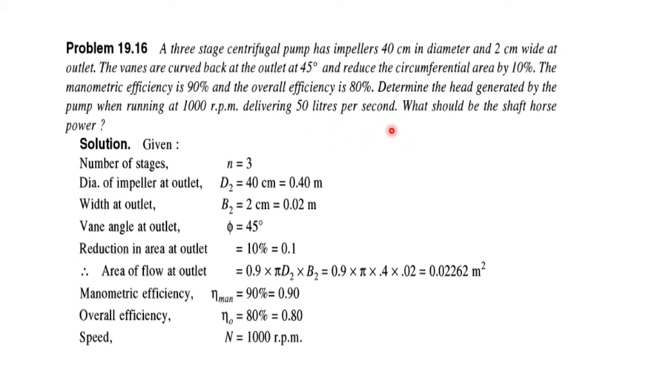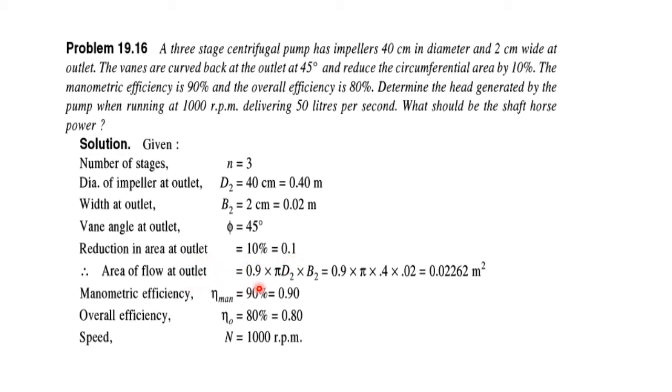So discharge is given. What should be the shaft horsepower? So what are the givens? Number of stages n is equal to 3. Diameter of impeller at outlet, d2, is 40 cm, that is 0.4 meters. Width at outlet is 2 cm, that is 0.02 meter. Vane angle at outlet is phi equals 45 degrees. Reduction in area at outlet is 10%, equals 0.1.